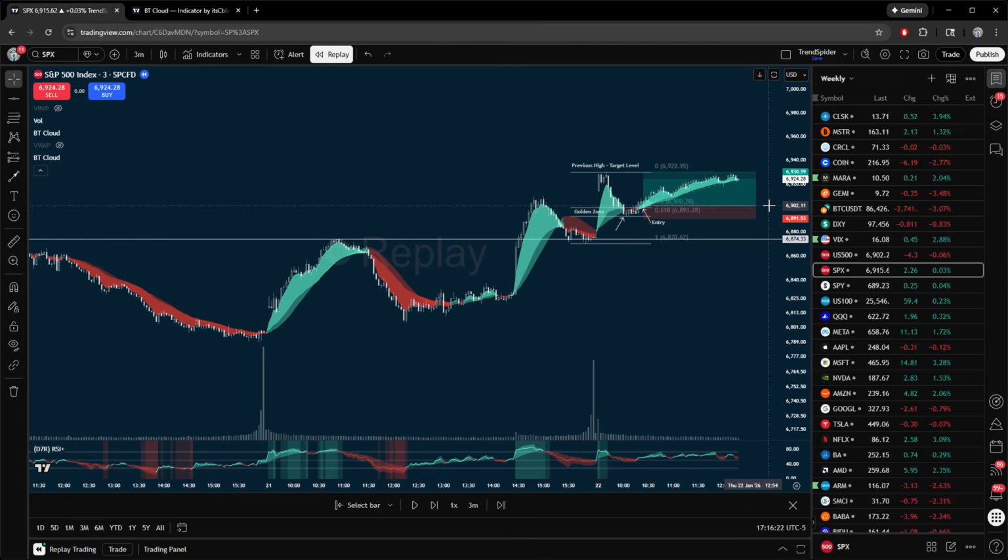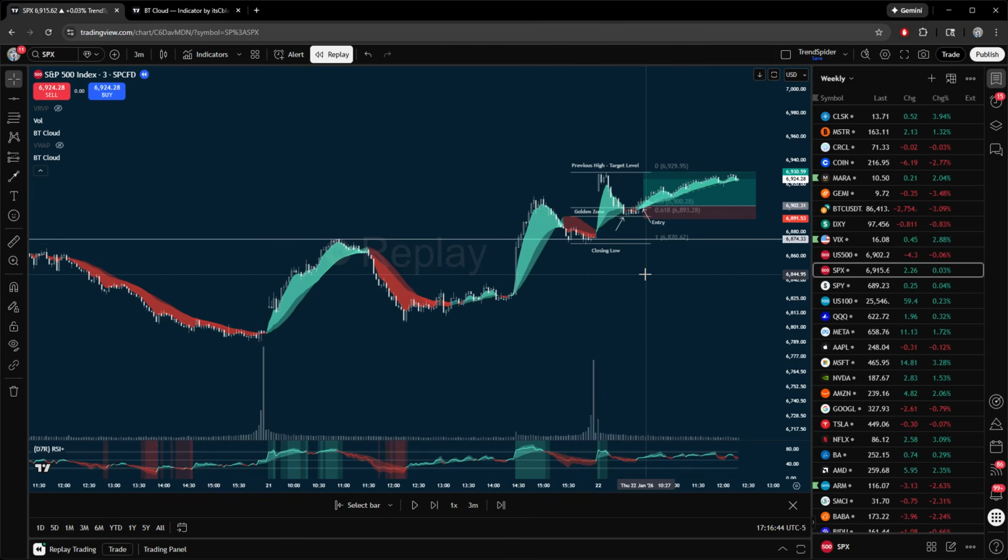3. Draw golden zone correctly from the day before's closing low to the first opening wave high. 4. Select perfect strikes. We used 6,930 calls with 0.2 delta, targeting the previous high. 5. Manage risk properly. We used stops below the golden zone and took profits at our target.